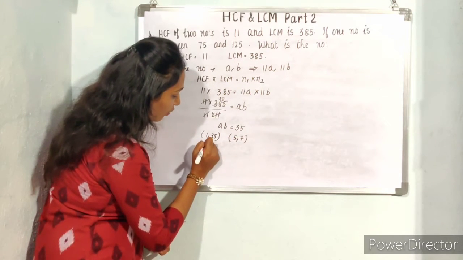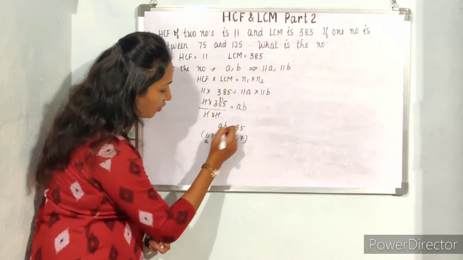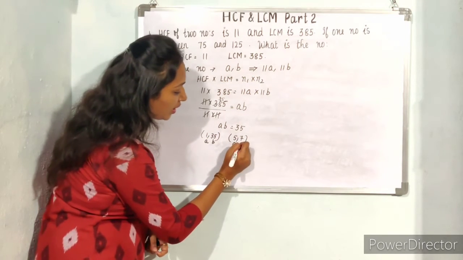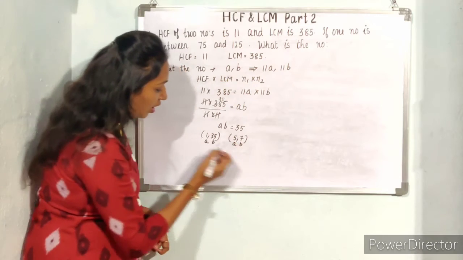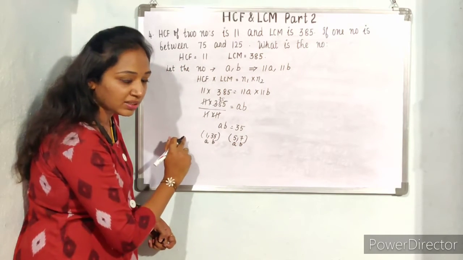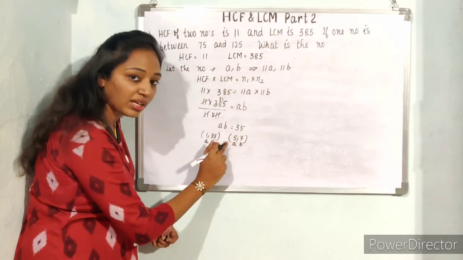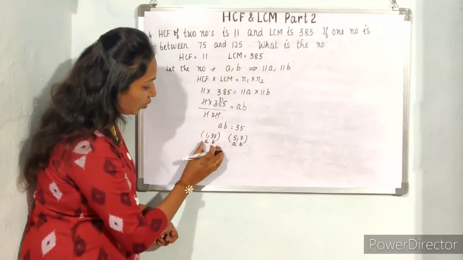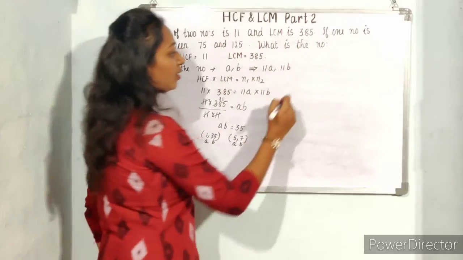So here the value of A is 1 and the value of B is 35. Here the value of A is 5 and the value of B is 7. Now see here, for these two numbers the HCF is 1 and for these two numbers also the HCF is 1. So these two numbers are coprimes. Now what you do, you have to take this value and substitute it here.